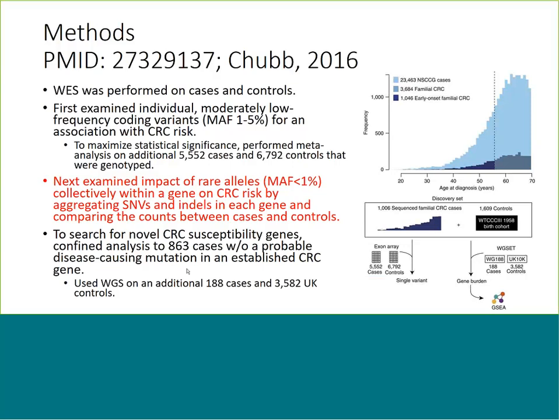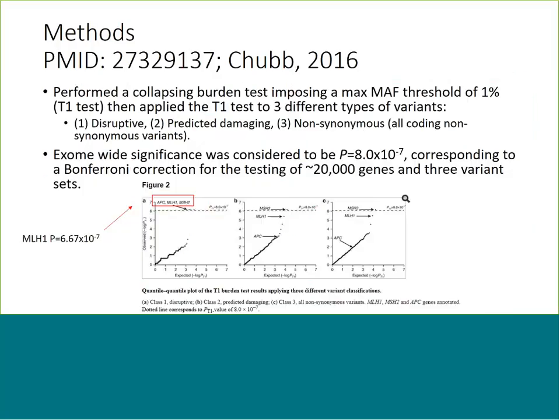So you can go to the next slide, and I'll talk a little bit more about the results from the second analysis. So basically what they did here was a T1 test, which is often used for looking at rare variants, and they looked at 3 different types of variants, so disruptive, predicted damaging, and then all coding non-synonymous variants together.